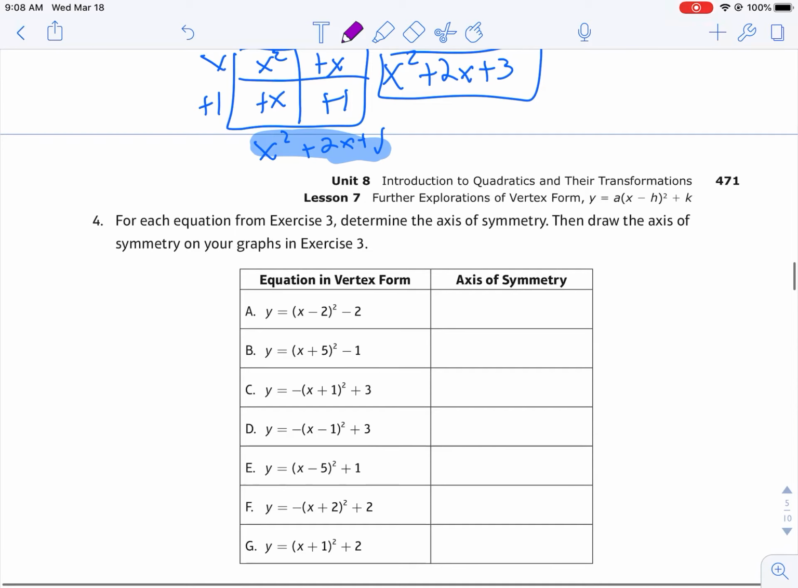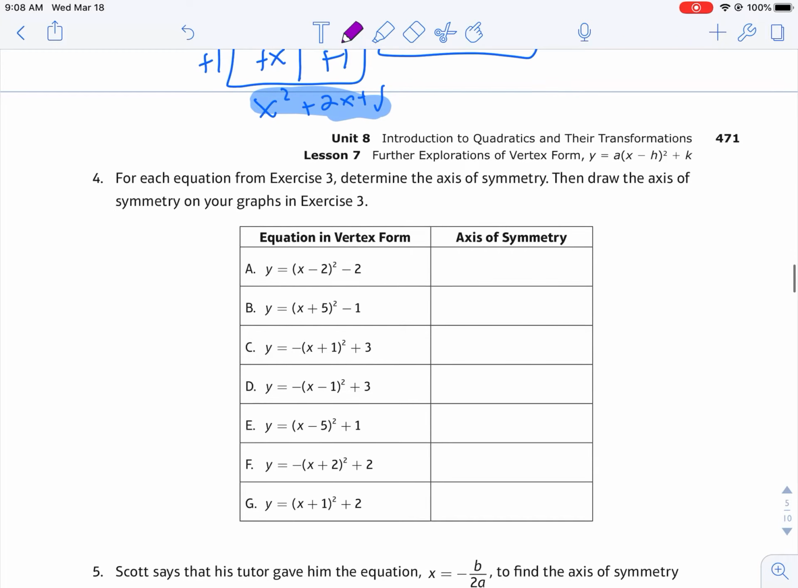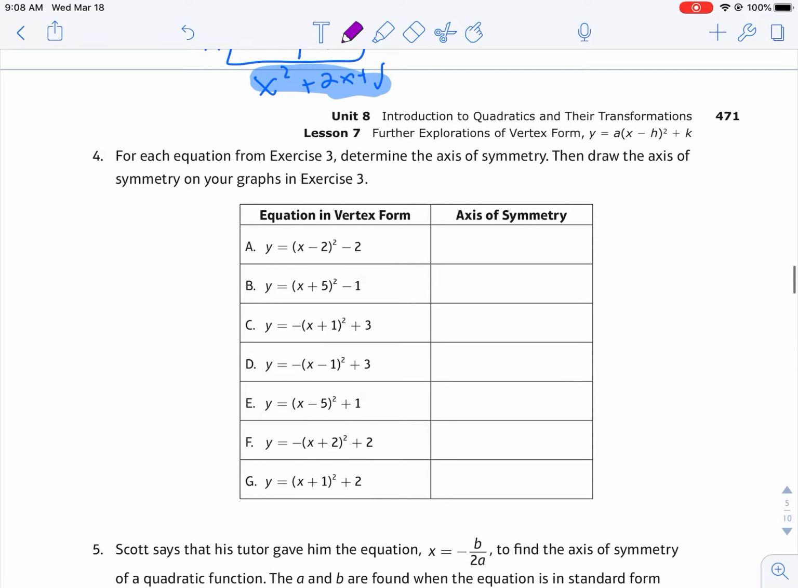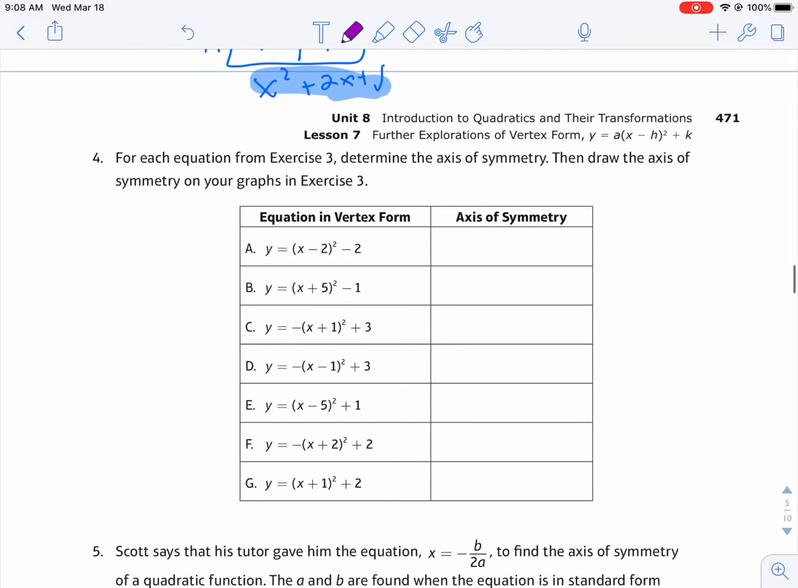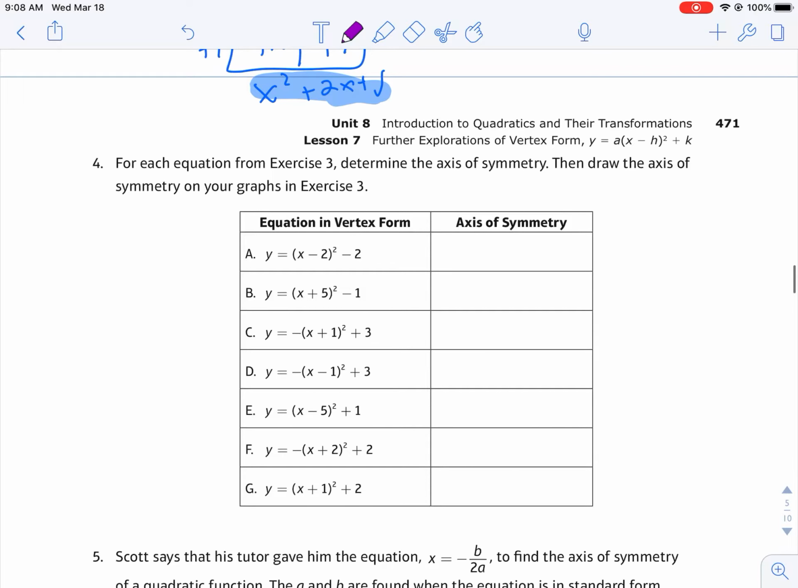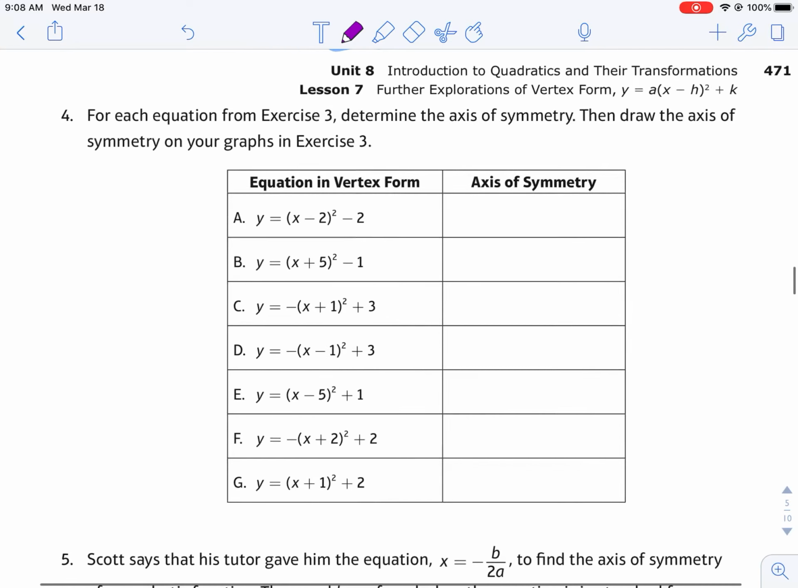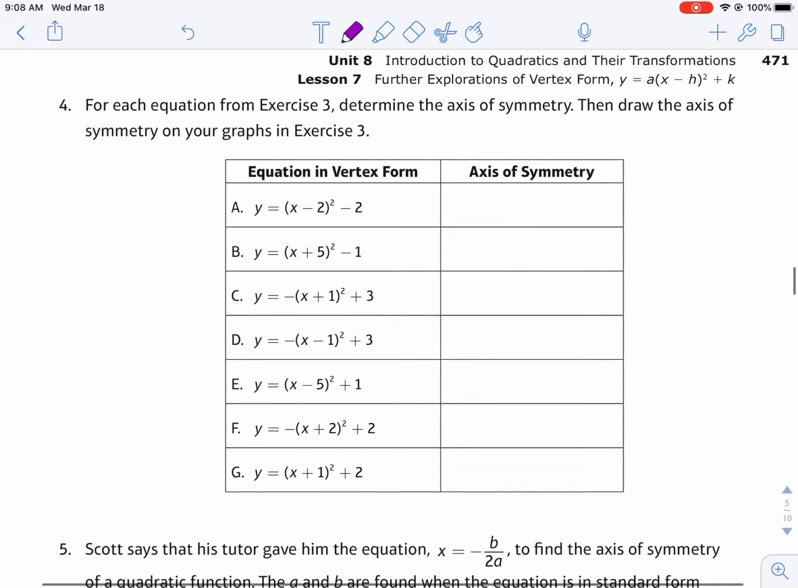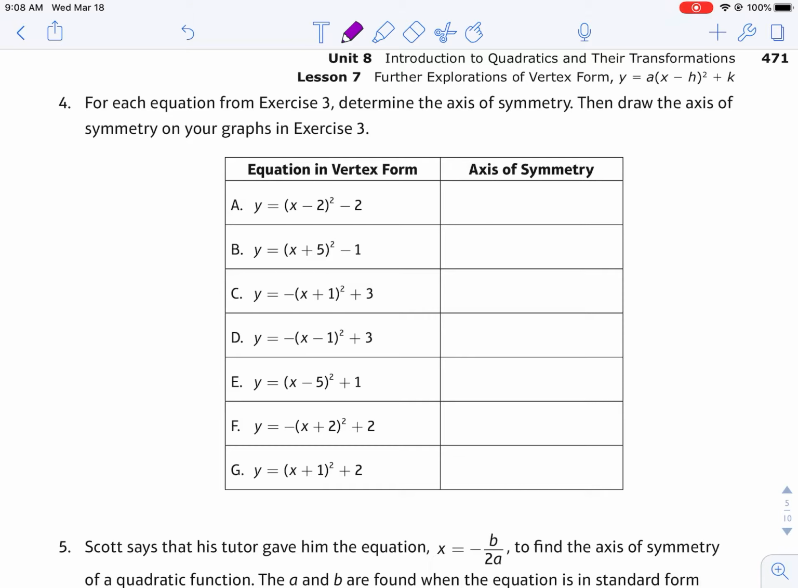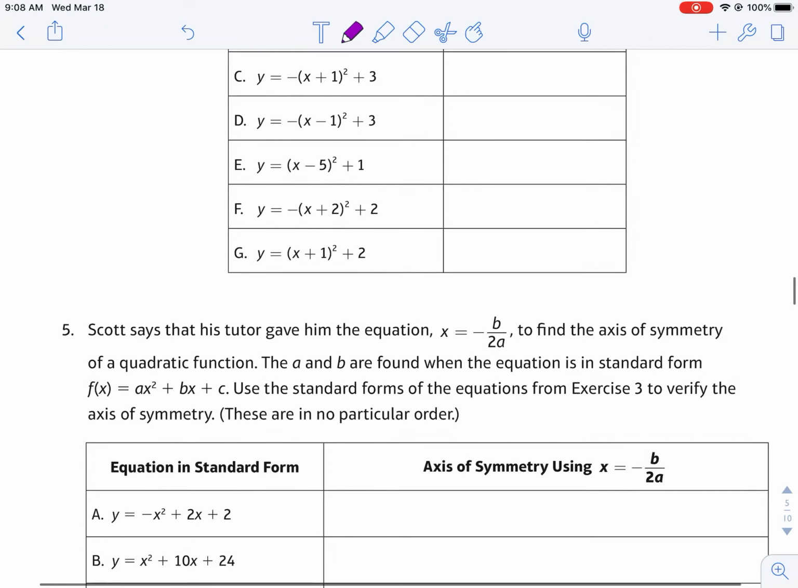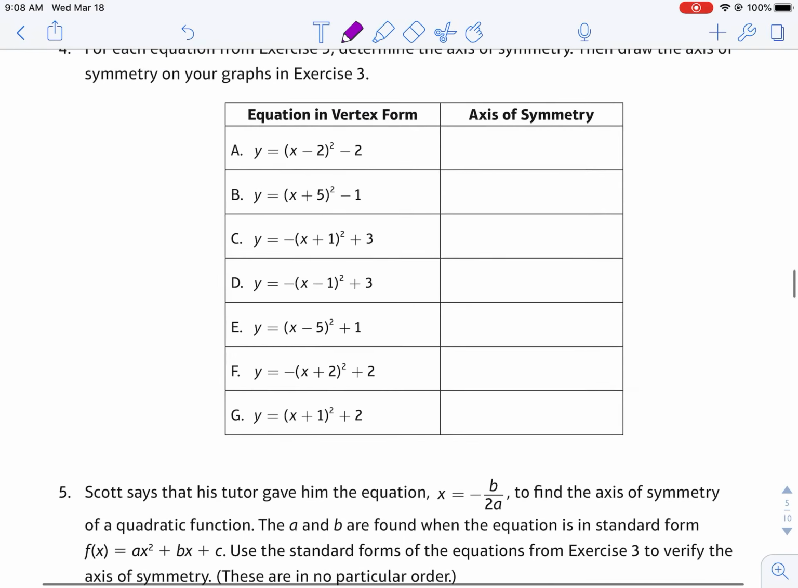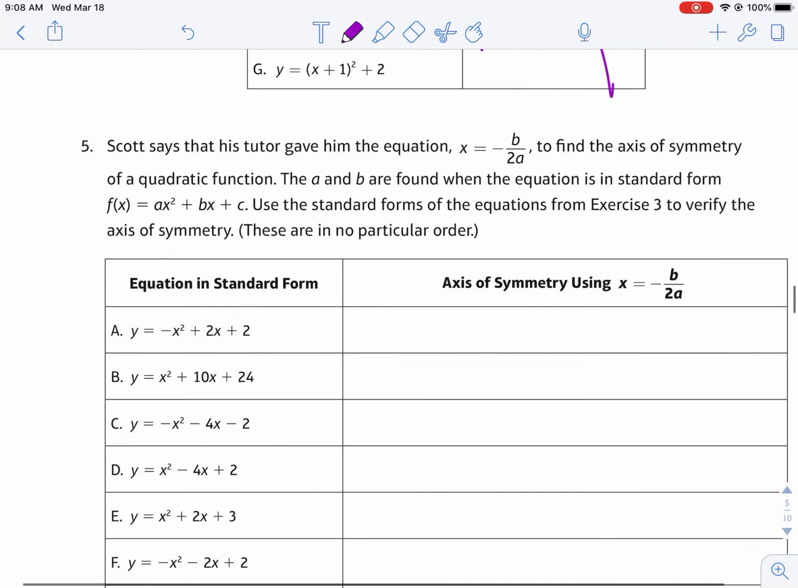Number 4 says for each equation from exercise 3, we need to determine the axis of symmetry and then draw the axis of symmetry on each of the graphs. We already did that in ours. We drew the axis of symmetry, but this time, let's just go ahead and list it. So I'll skip this for now and move on to number 5.